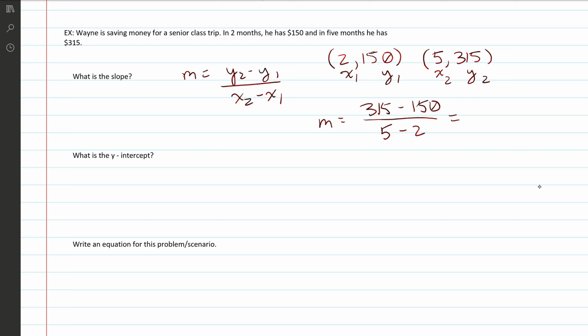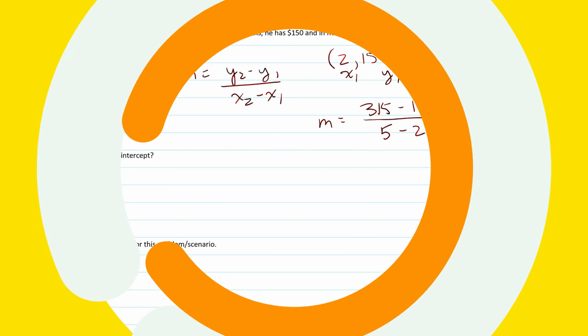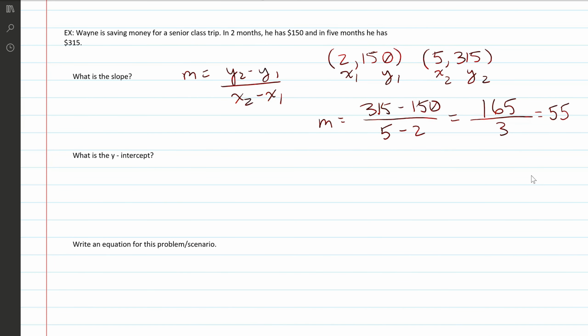All right, let's go ahead and do the math here. In calculating the slope, we get 165 over 3, which gives us 55. So the slope is 55. So now we're asked to find the y-intercept. So we're going to use slope-intercept form, y equals mx plus b. We're going to substitute in for y, m, and x and solve for b.